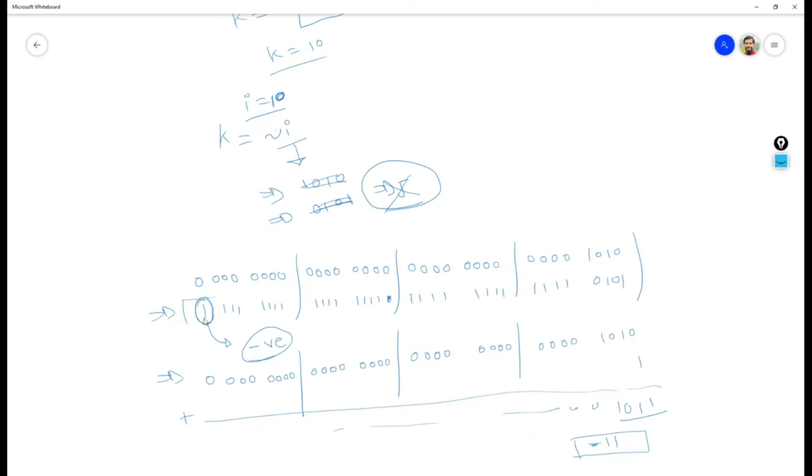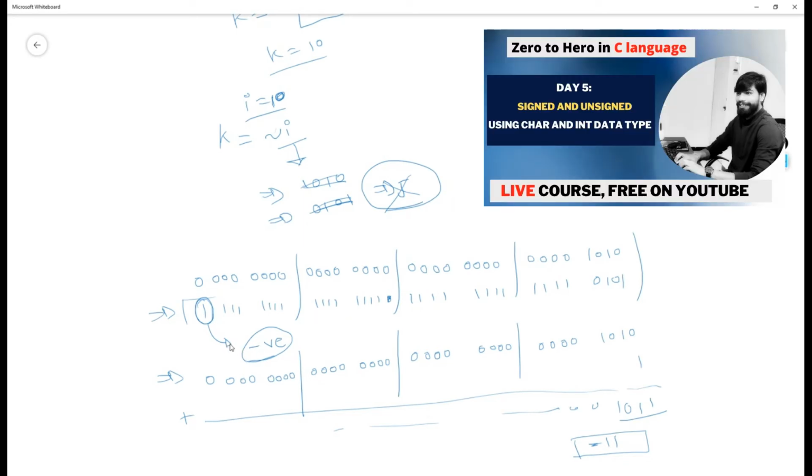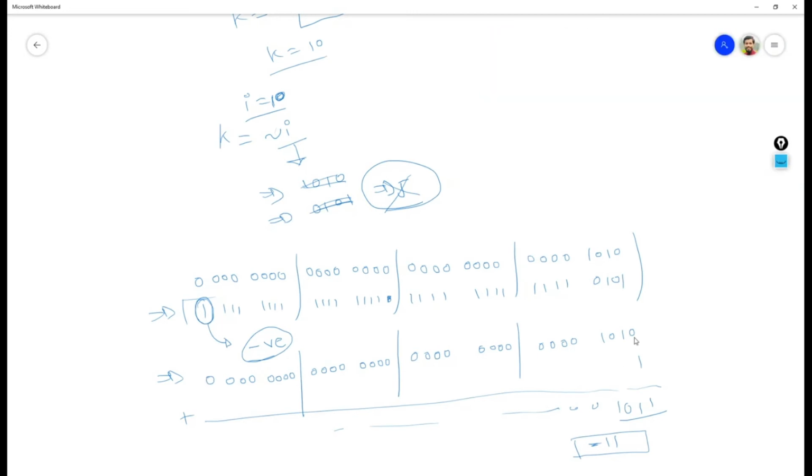So we have to convert this number. What is the exact number? For that we use 2's complement. Negative numbers are stored in 2's complement. We have already seen that concept. So we first convert it to its first complement, then we do plus 1. That is my 2's complement, and my output is 1011. That is minus 11.